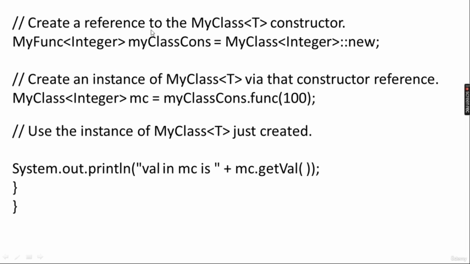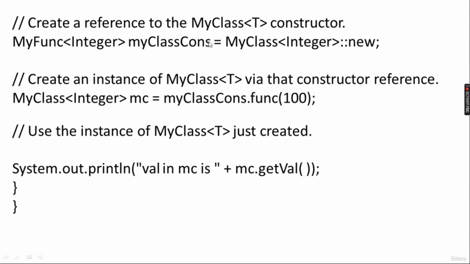Now we will create a reference to MyClass<T>'s constructor. My function Integer, myClassConstructor is equal to... So here what we are creating is a constructor reference. How should it be created? Only the type specification is different. This is the functional interface name, MyFunction, and the functional interface reference variable name is myClassConstructor. How is it created? Class name, double colon, new.